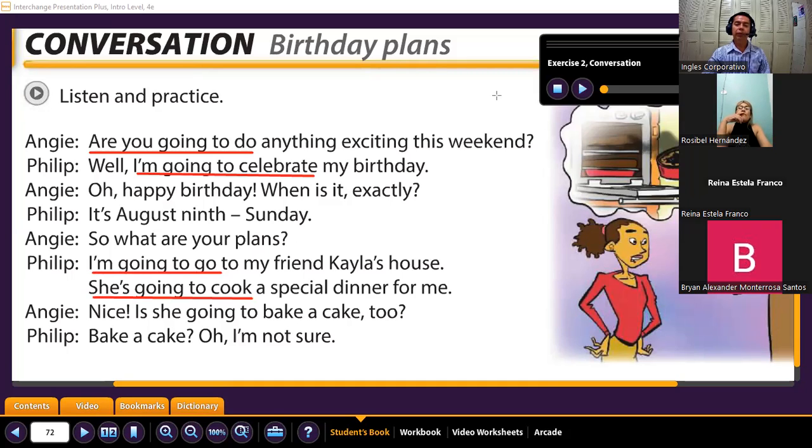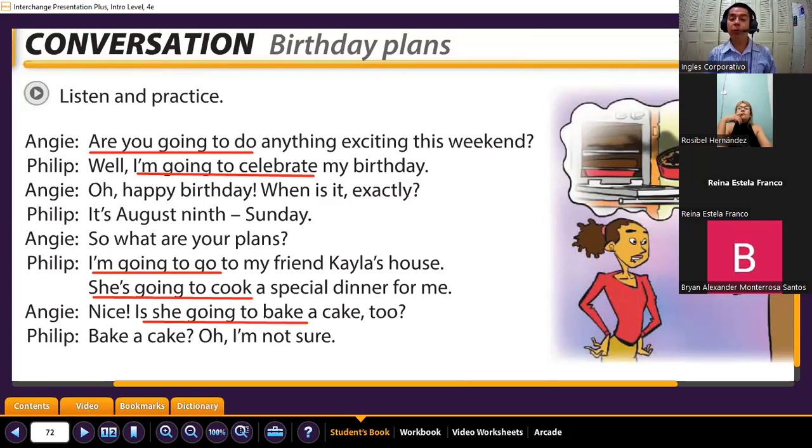Again, listen, please. Page 72, exercise 2, conversation, birthday plans. Listen and practice. Are you gonna do anything exciting this weekend? Well, I'm gonna celebrate my birthday. Oh, happy birthday. When is it exactly? It's August 9th, Sunday. So what are your plans? I'm gonna go to my friend Kayla's house. She's gonna cook a special dinner for me. Nice. Is she gonna bake a cake too? Bake a cake? Oh, I'm not sure.